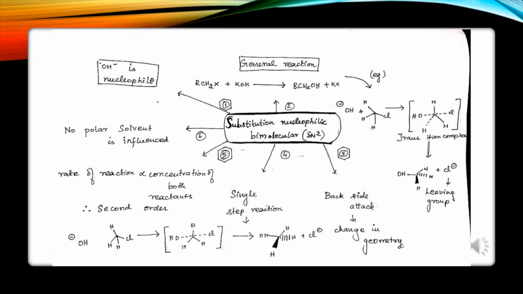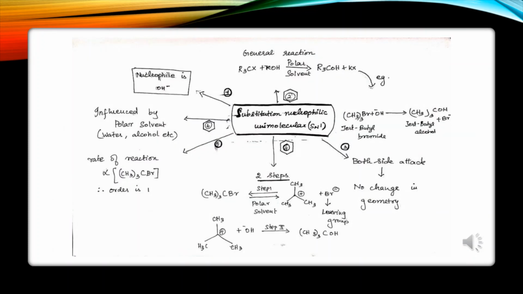The rate of reaction is directly proportional to the concentration of both the reactants. Therefore it is second order. In SN2 the 2 indicates the second order. And next, no polar solvent influence is here. So now you got clarity on SN2, am I right? SN2 is nothing but the 2 indicates second order, and SN is nucleophilic substitution reaction. So it is a nucleophilic substitution reaction that occurs in second order.